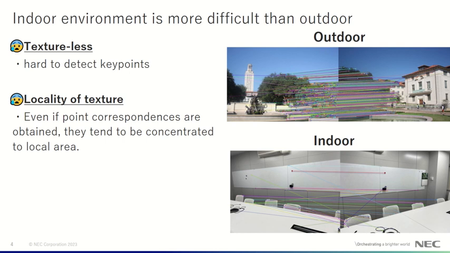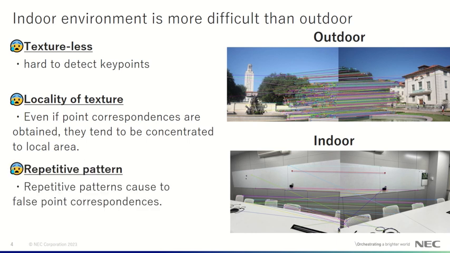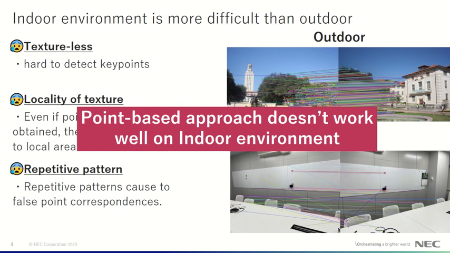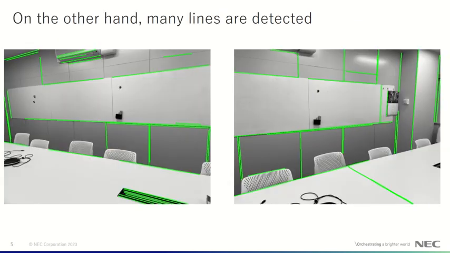Also, even if key points are detected, point correspondences are sometimes concentrated in a local area. These concentrated correspondences lead to unstable camera pose estimation. And there are a lot of repetitive patterns due to the artificial environment. These repetitive patterns cause false point correspondences. Therefore, the conventional point-based approach doesn't work well in indoor environments.